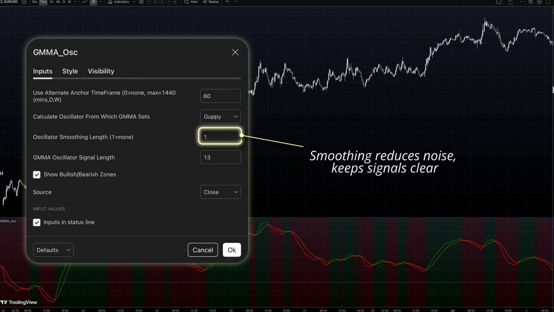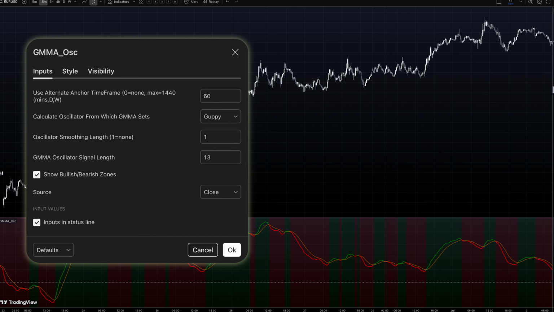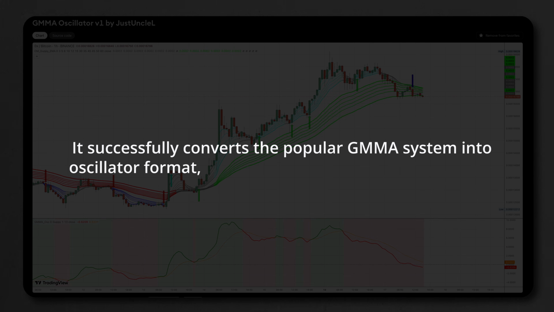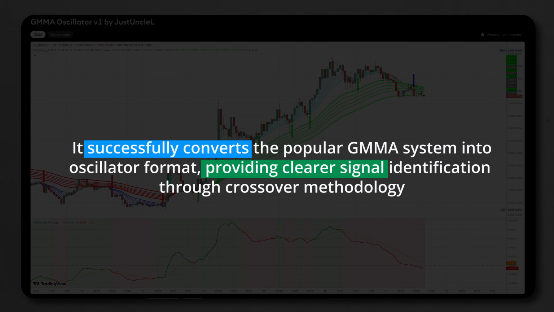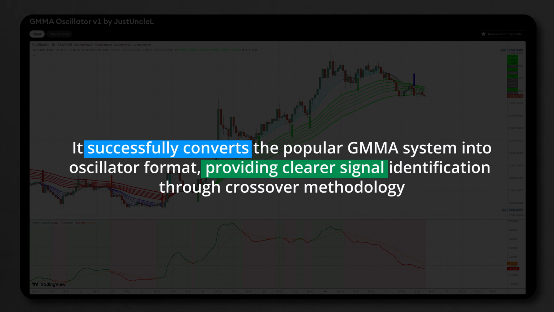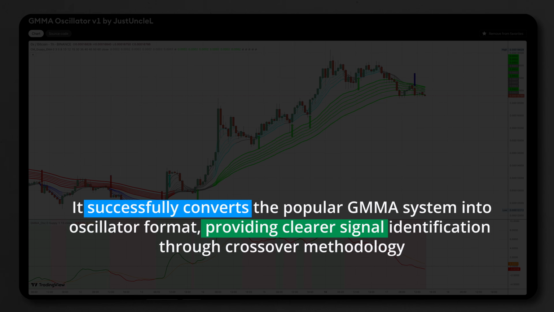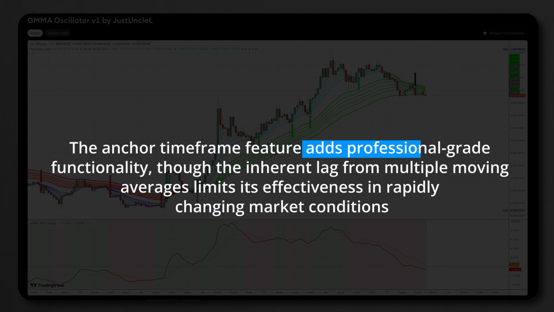Smoothing options reduce noise in the oscillator line while maintaining signal integrity. Users can switch between standard Guppy and Super Guppy calculations. It successfully converts the popular GMMA system into oscillator format, providing clearer signal identification through crossover methodology. The anchor timeframe feature adds professional-grade functionality, though the inherent lag from multiple moving averages limits its effectiveness in rapidly changing market conditions.